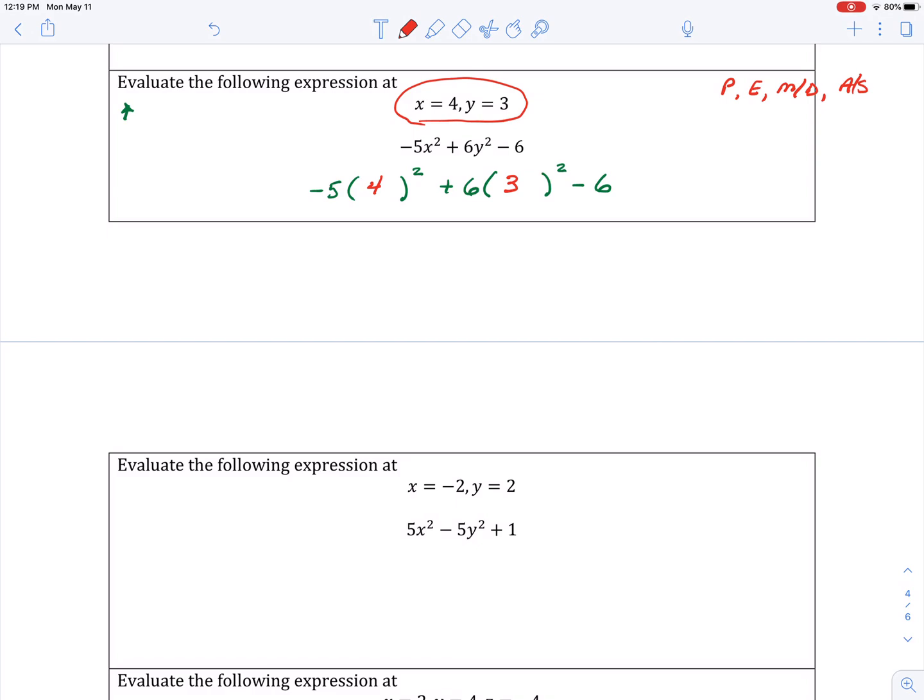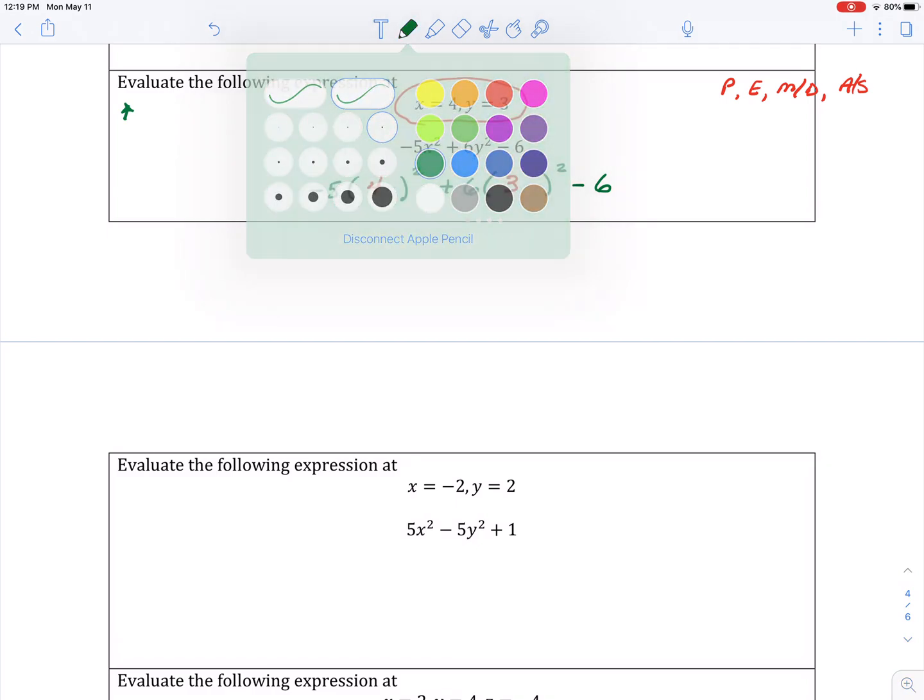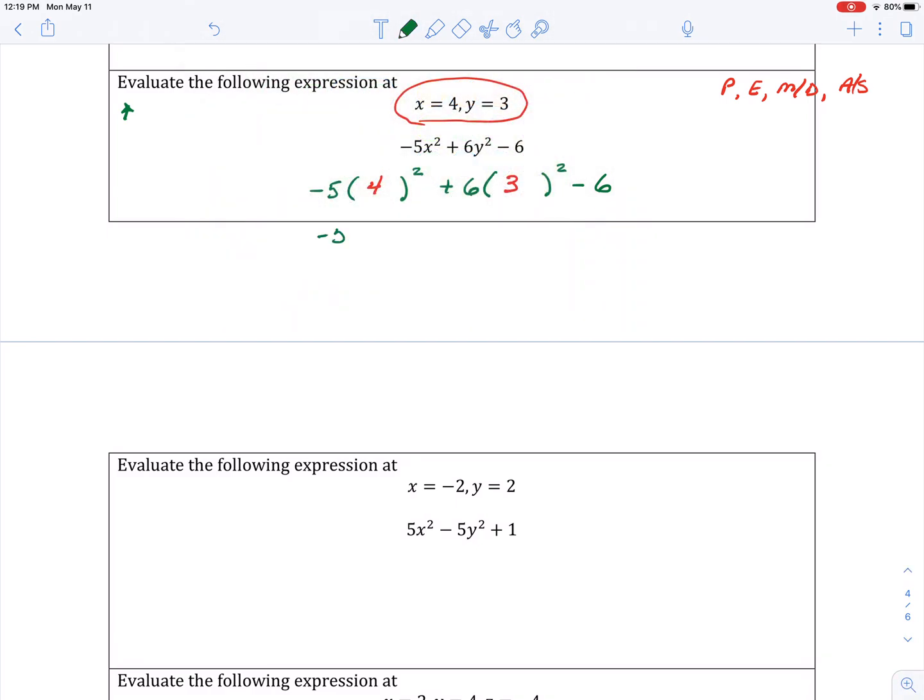I'm going to look for anything inside the parentheses. I don't see anything to do there. But the next item in my list is exponents. So I'm going to do my exponent operations next. 4 times 4, 3 times 3, copy the rest. Okay, so I've taken care of the exponents in this expression. Now I'm ready for the multiplication.